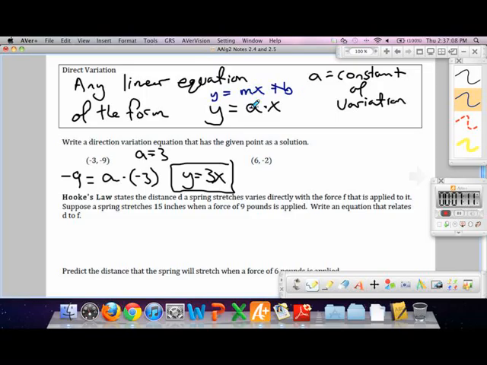Check if you haven't done it already. We should have y equals a times x. Therefore, a is negative 1/3. Therefore, our equation is y equals negative 1/3 x. That would be a direct variation equation through that point. Okay.